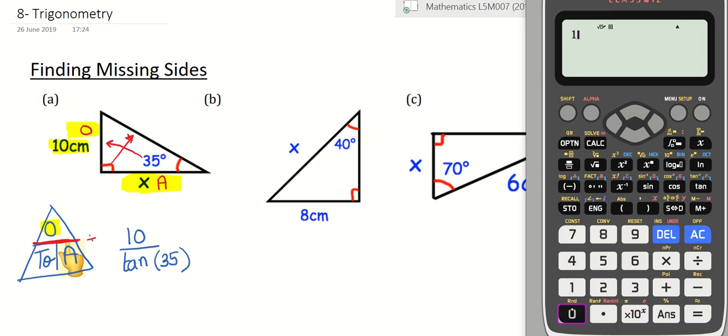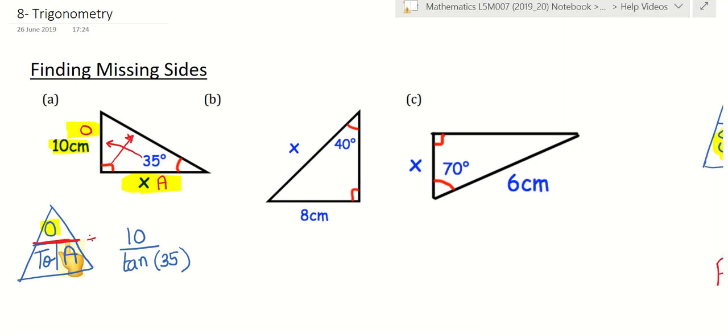So 10 divided by tan, and it opens the bracket for you, 35, and you have to close the brackets. Then you press equals. Most of these questions will ask you to give your answer to 3 significant figures. The first significant figure is 1, the second is 4, the third is 2, and I look at the 8 and it tells me to round the 2 up. So my final answer is going to be 14.3. So x is 14.3 centimeters.